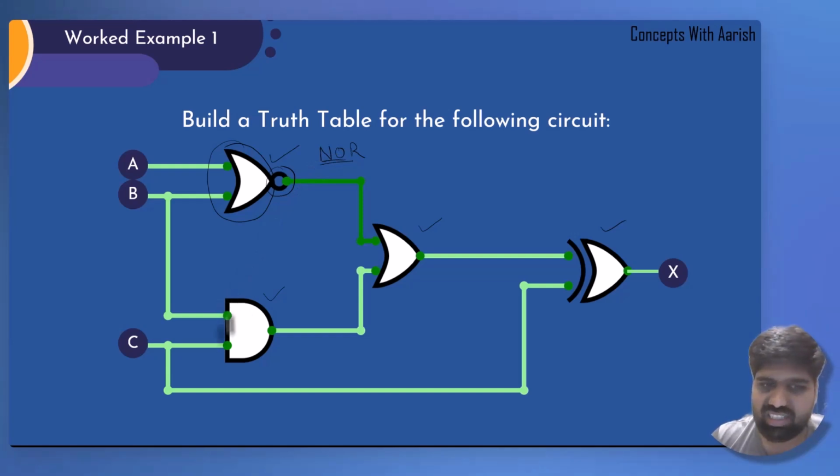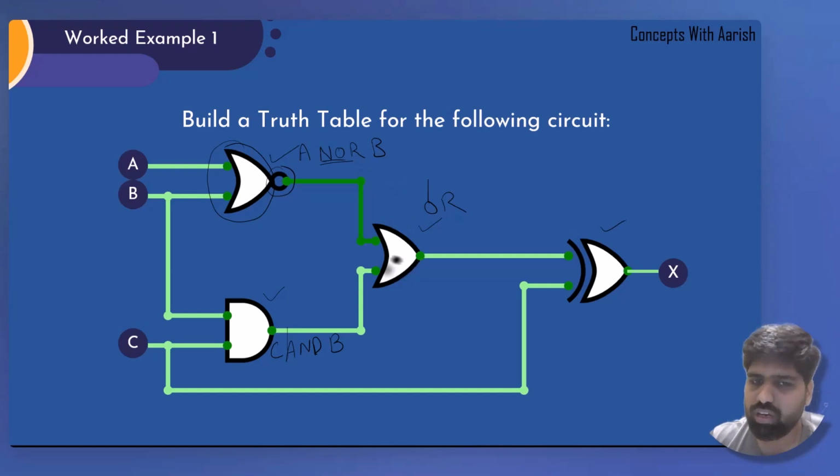This D symbol is very simple, it is called the AND gate. And this fish shape symbol simply goes with the OR gate. C and B are getting AND together over here. A and B are getting NOR together.